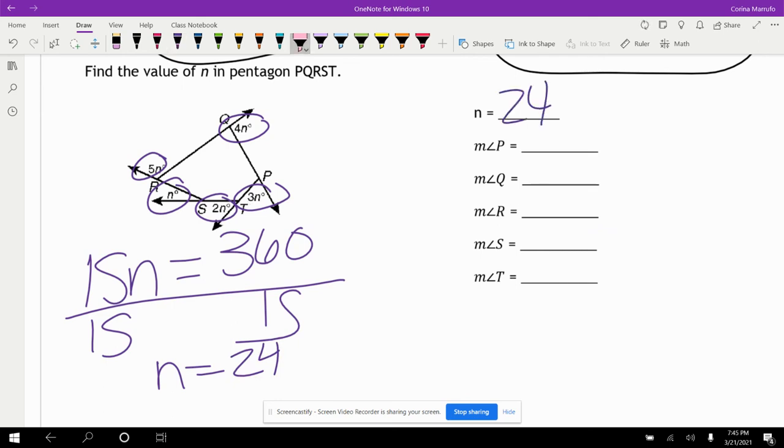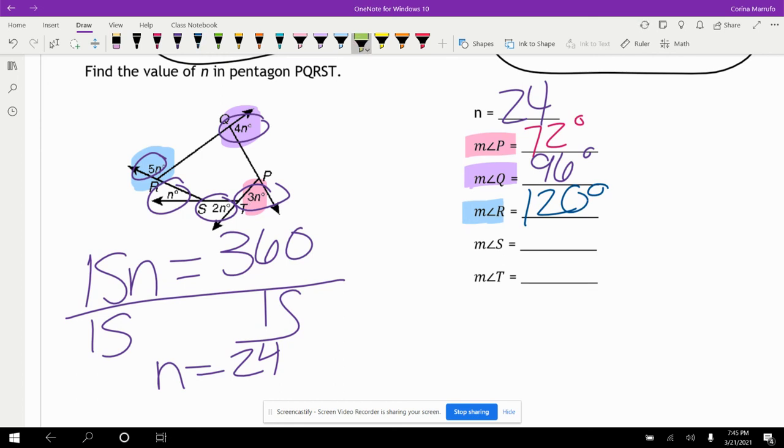Okay, so they're asking us for the measure of angle P. Here's angle P. It's 3 times n, and we know n is 24, so 3 times 24 is 72 degrees. And it's asking us for the measure of angle Q. Here's angle Q. That is 4 times n, and we know that n is 24, so 4 times 24 gives us 96. Then they ask us for the measure of angle R. Here's angle R. R is 5 times n. Well, we know n is 24, so 5 times 24 is 120.